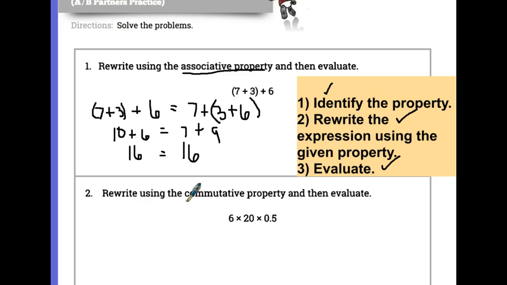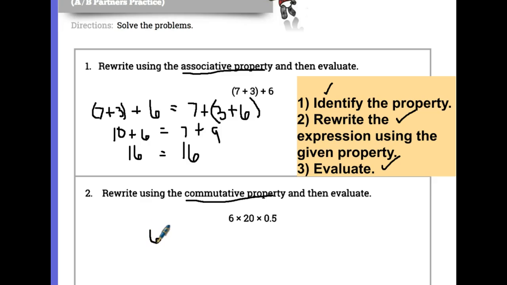Okay, this next one, rewrite using the commutative property. Underline commutative property in your book, and then we're going to rewrite the expression using the given property.